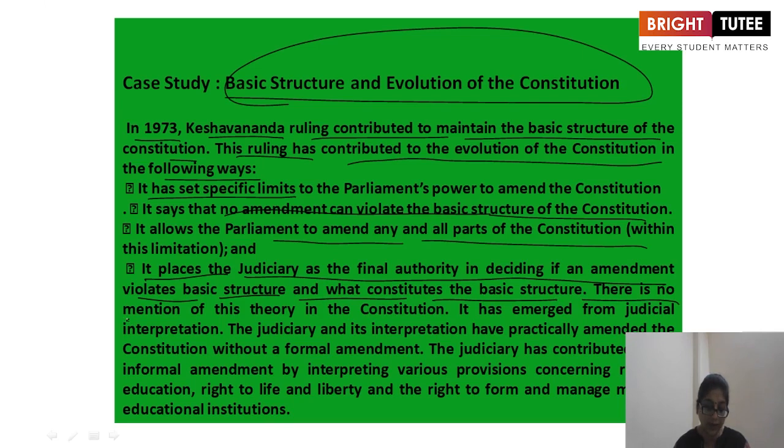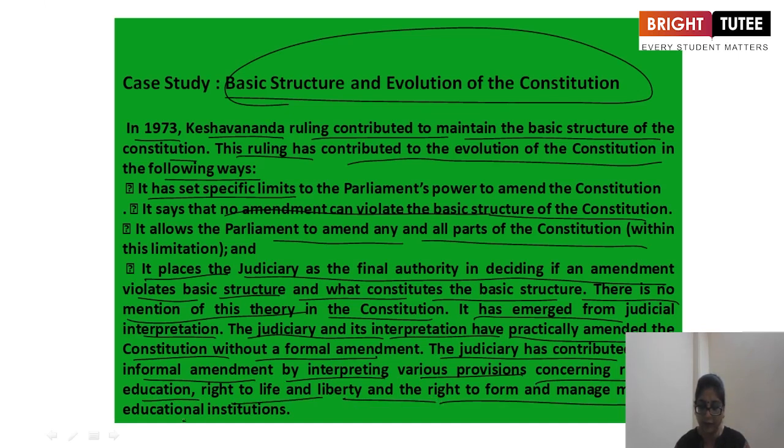There is no mention of this theory in the constitution. It has emerged from judicial interpretation. The judiciary and its interpretation have practically amended the constitution without a formal amendment. The judiciary has contributed to an informal amendment by interpreting various provisions concerning the right to education, right to life, liberty, and the right to form and manage minority educational institutions.